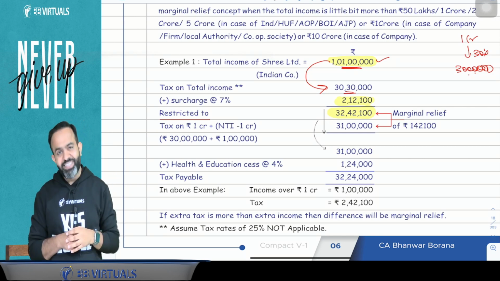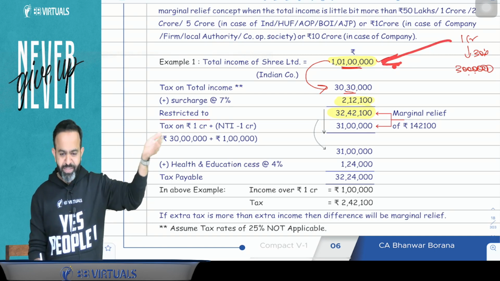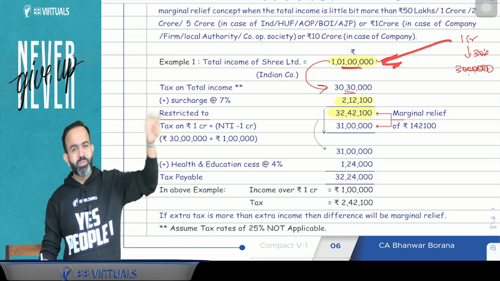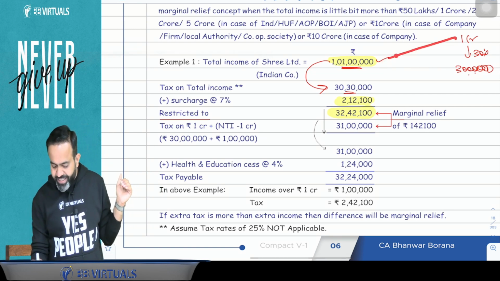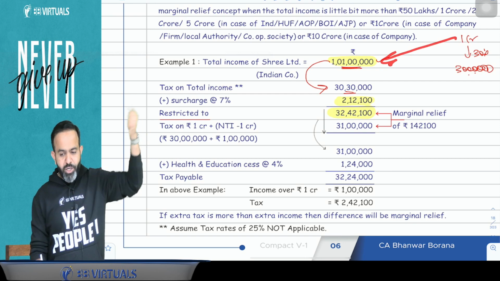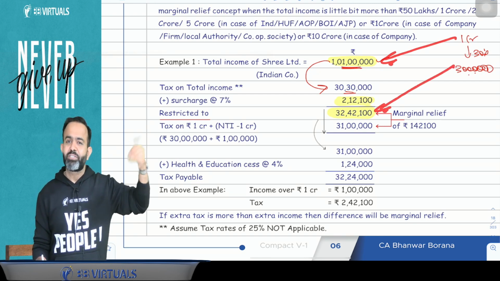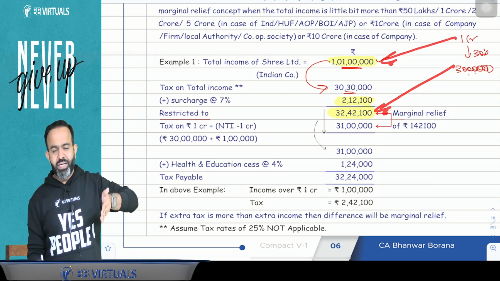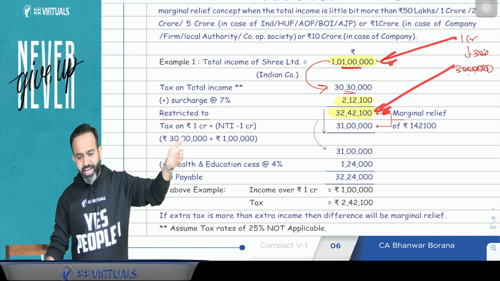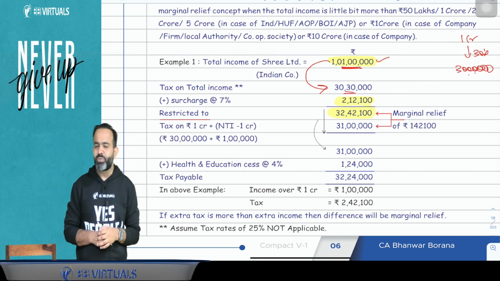Now what happened in this particular case, company has earned 1 lakh rupees more. So in this particular case, company says that our income increase is only 1 lakh. But due to that, your tax increase is 2,42,100. That is due to surcharge. Here, tax increase is higher as compared to income. Means income is increased only 1 lakh rupees, but tax increases 2,42,100. That is due to the surcharge.